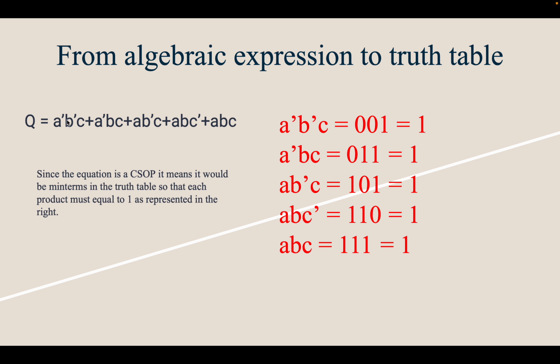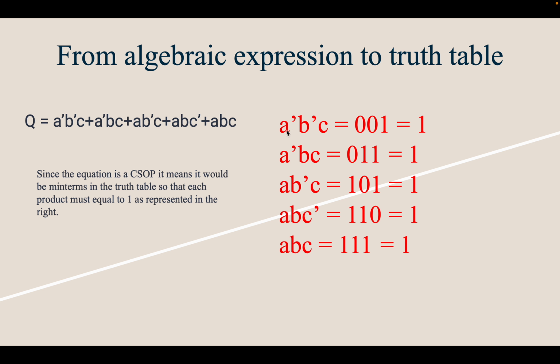So we have our equation Q equals A'B'C + A'BC + AB'C + ABC' + ABC. One of the shortcut ways is that since this is a CSOP equation, it's going to be a minterm on the truth table, which is equal to 1. So all we have to do is make this multiplication equal to 1.